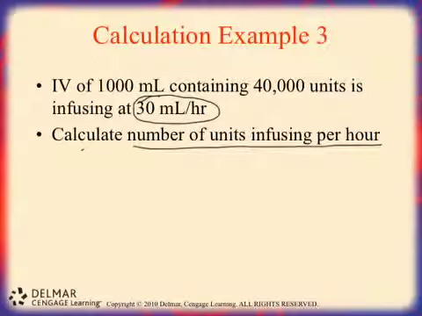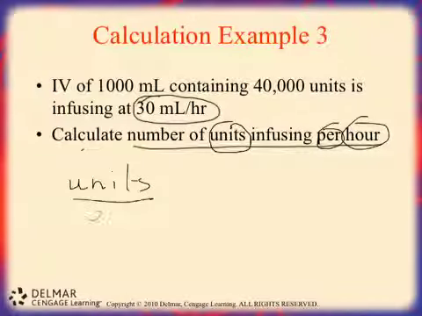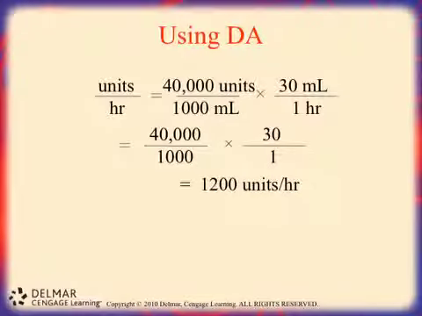So in order to calculate that, what is it we want to know? We want to know units per hour. So that's what we start with, units per hour. Sorry, I lost my little thing, I'm using my finger, units per hour. So as you can see, we start with the units per hour. And what are we going to have in our numerator? We're going to have units. How many units are in the 1,000 milliliters? And so this is what we have right here.